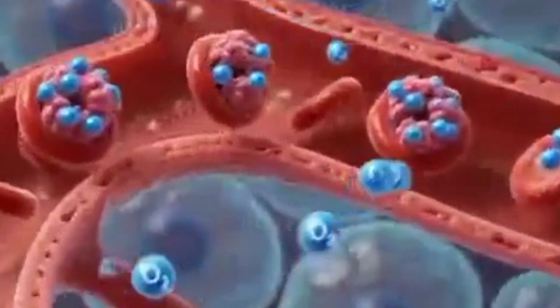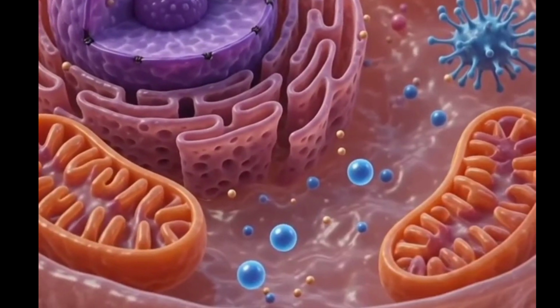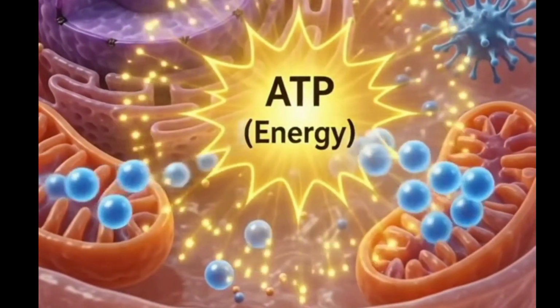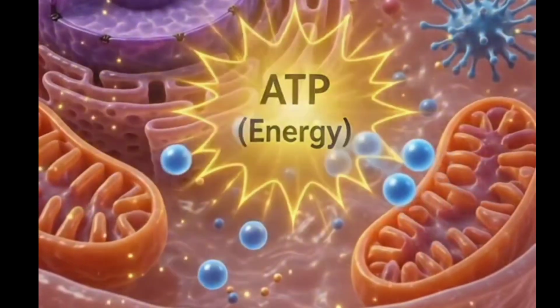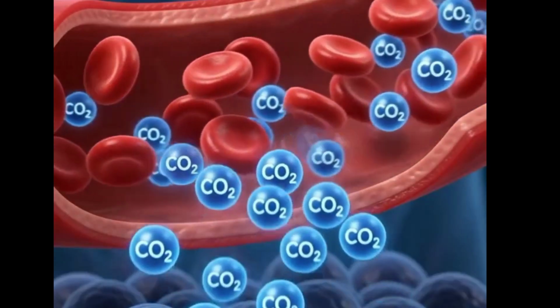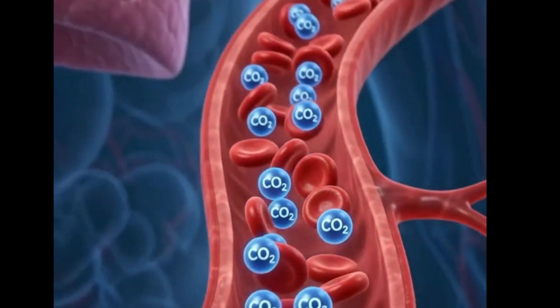As oxygen-rich blood reaches the tissues, hemoglobin releases oxygen where it is needed. The oxygen enters cells and is used to produce the energy required for normal body functions. After releasing oxygen, hemoglobin also binds a portion of the carbon dioxide produced by cells and transports it back to the lungs for exhalation.